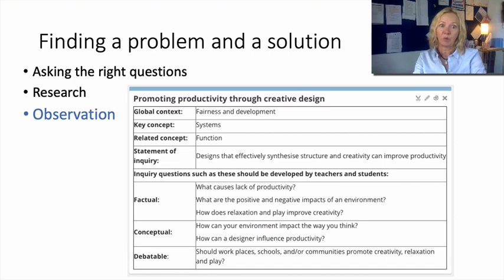You've got to find a problem, and you have to do this independently. We've got some examples for you, but you need to pick the problem and the solution. And you've got to learn to ask the right questions, do some quality research, and maybe a good tip is to go and observe the space, the problem, or people using the product so that you know what the problems are to help you find the right solutions.